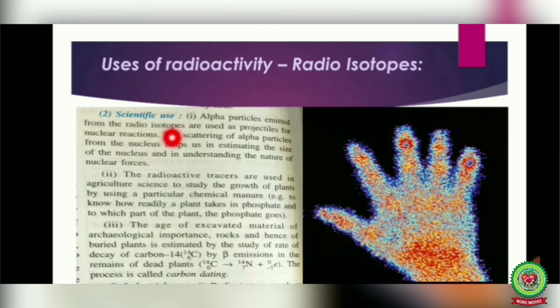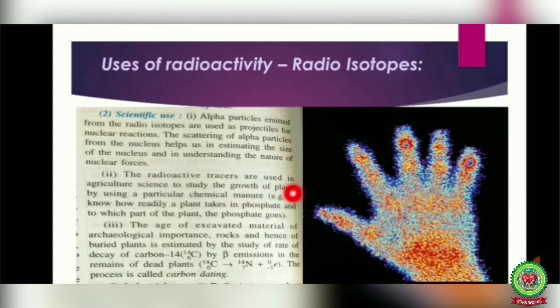Second is scientific use. Alpha particles emitted from radioisotopes are used as projectiles for nuclear reactions. The scattering of alpha particles from the nucleus helps us in estimating the size of the nucleus. That is, the size of the alpha particle which is being ejected out from the nucleus of an atom helps to estimate the size of that nucleus, and in understanding the nature of nuclear forces which are present in that specific nucleus of an atom.